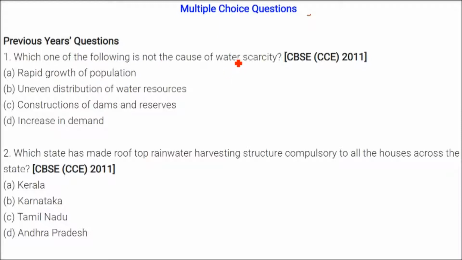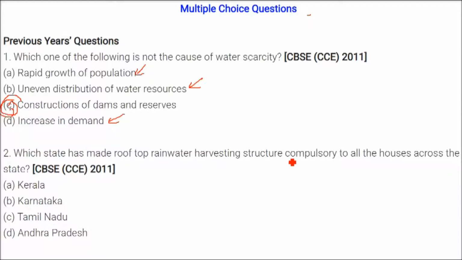First one is, which one of the following is not the cause of water scarcity? So what are the causes of water scarcity? Rapid growth of population is a cause of water scarcity. Uneven distribution of water resources, again a cause. Increase in demand is a cause. But C, that is construction of dams and reservoirs, is not the cause of water scarcity, so we'll answer it as C.